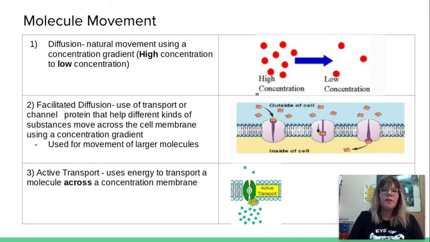Now, in the world of transportation of materials, you have three different types. You have what we call passive transportation, or what we call diffusion. And if it's with water, it's osmosis, or you have facilitated or active. Diffusion is just the natural movement from high to low concentrations.